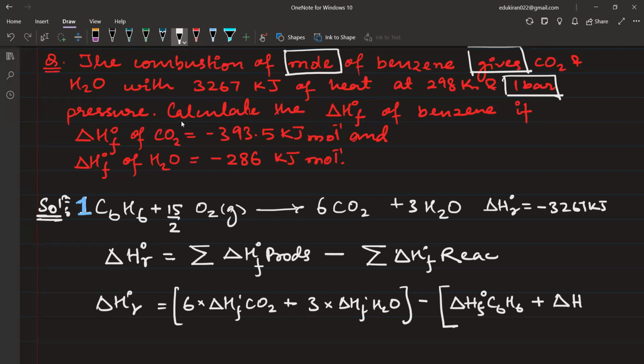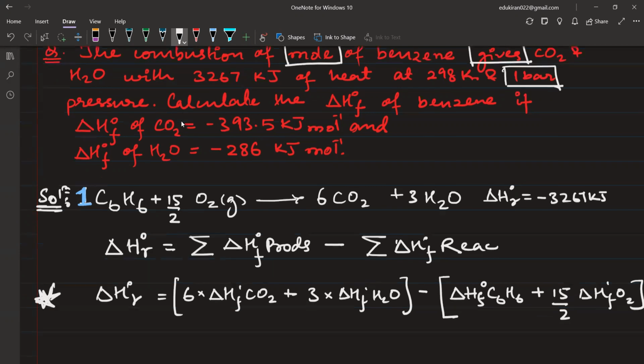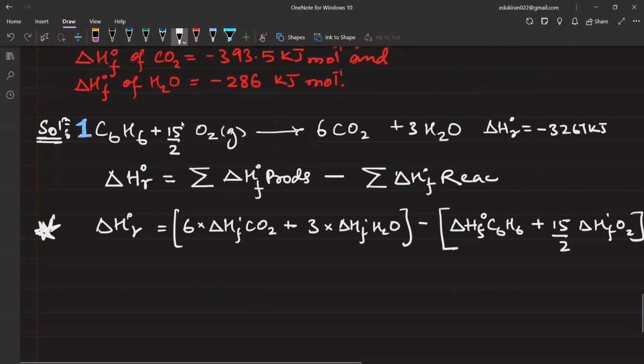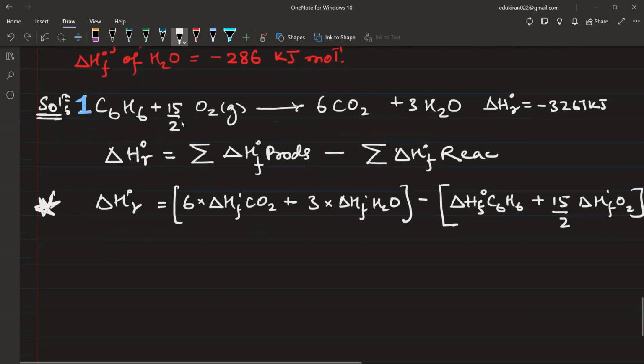Of how many moles of oxygen? 15/2, so we need to write that too. Write 15/2 into delta HF naught of O2. Did everyone understand this reaction, this equation? How I have written it, yes or no, please tell me guys. Yes, sir. All of you understood this 6, this 3, here 1 and here 15/2.